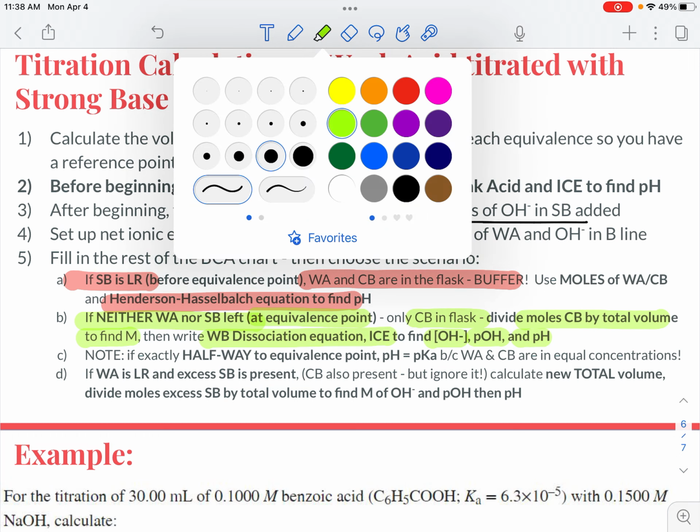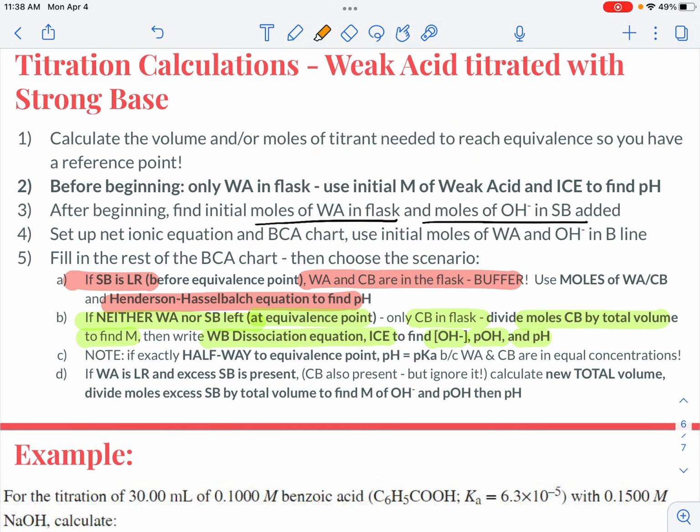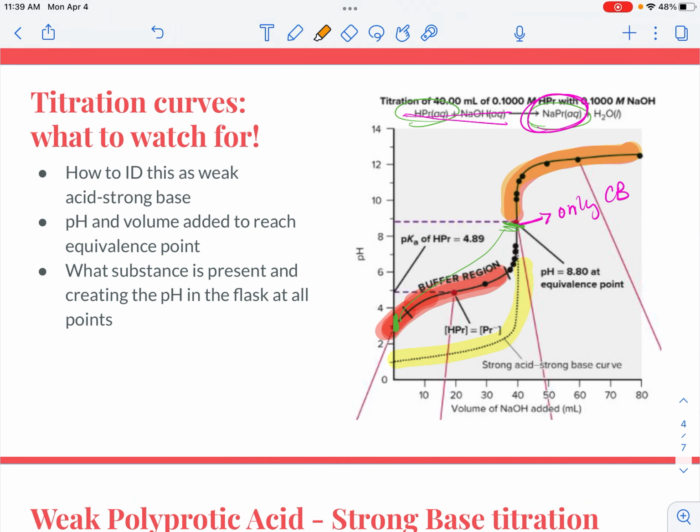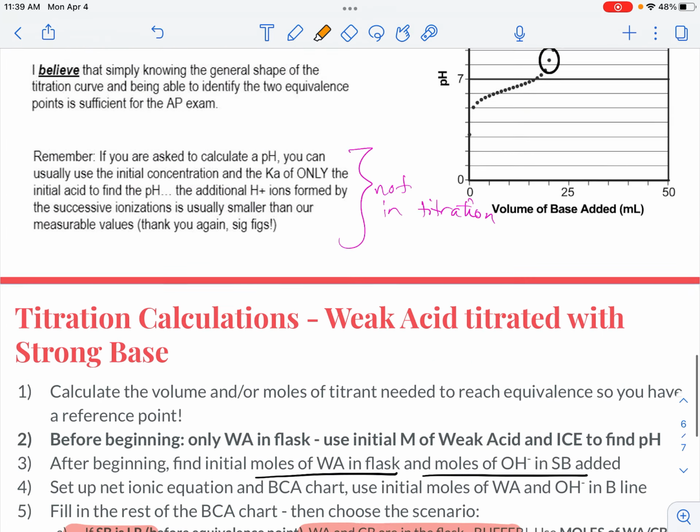And then finally, just like in strong, if your weak acid is your limiting and your strong base is excess, then you also will have conjugate base present, but you can ignore it because the extra ionization from it will be beyond your significant figures. So you're going to calculate your new total volume and divide moles by total volume to find molarity. Remember, it will be molarity of OH, then pOH and pH. So that's very much like what you do at the same point in a strong titration. So the only thing that changes is beforehand.